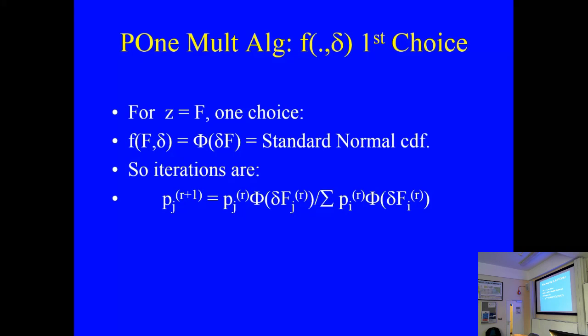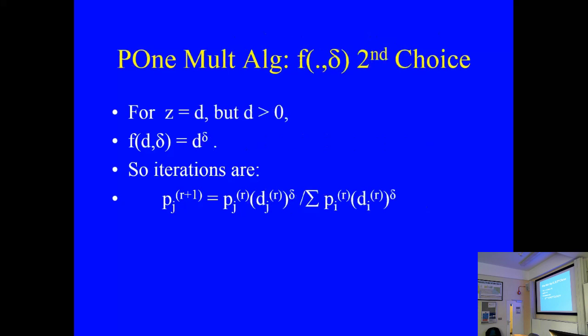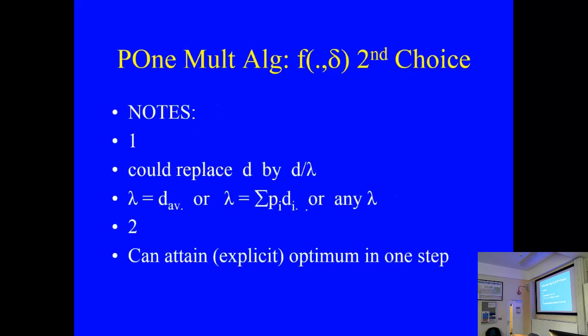I've repeated this. One choice of f for a general problem would be the standard normal CDF with argument delta times z. And then there's a choice for D positive. There might be a case for standardizing the vectors D by D over lambda, for some average version of D, for numerical stability. In some cases, under this algorithm, for simple examples, you can reach the optimum in one step.